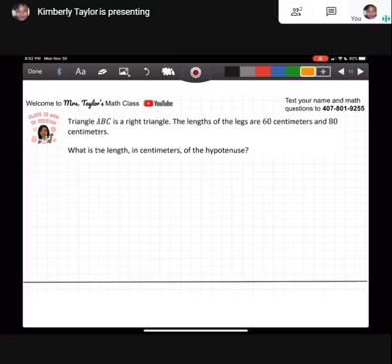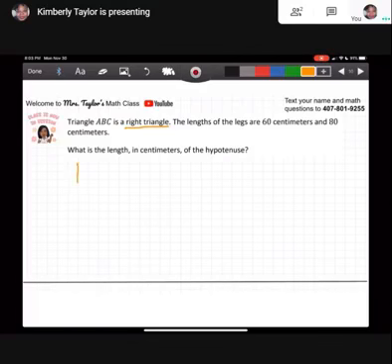Okay, here's another question. It says triangle ABC is a right triangle. The lengths of the legs are 60 centimeters and 80 centimeters. What is the length in centimeters of the hypotenuse? So I'm going to actually draw this picture just to give you an idea of what they're asking for. Again, we're going to use Pythagorean theorem because we are working with a right triangle.